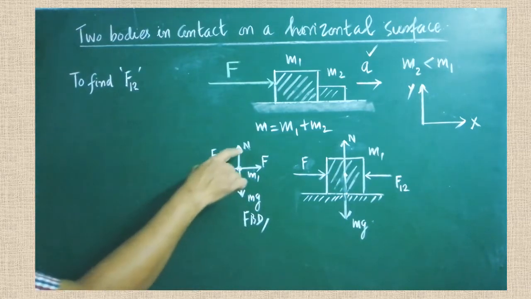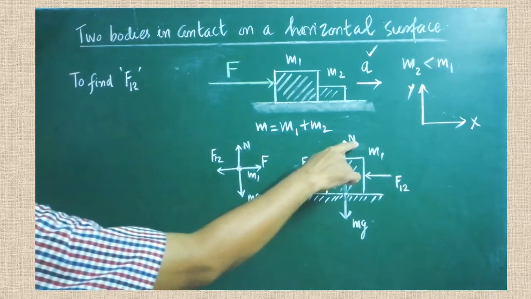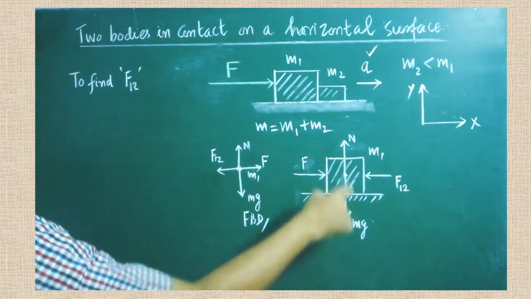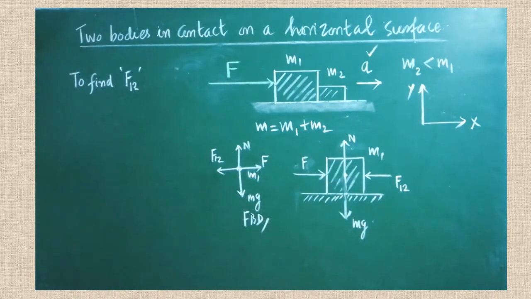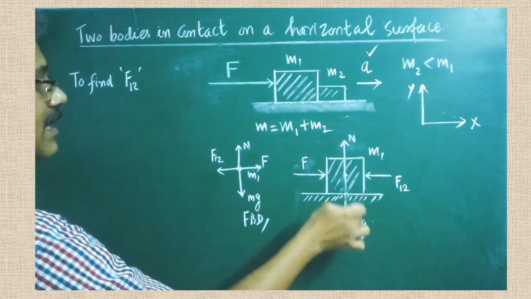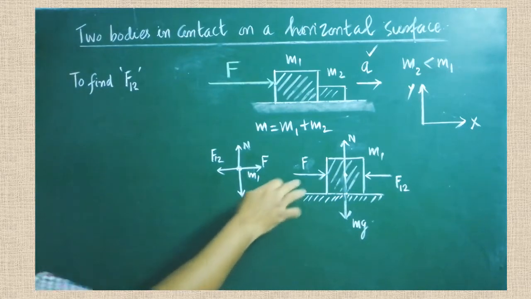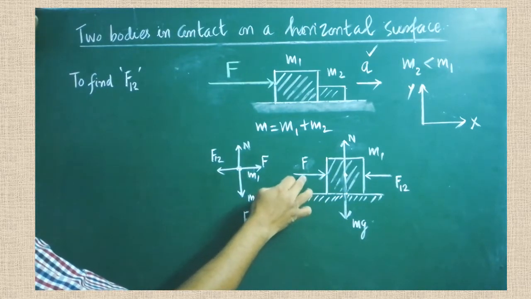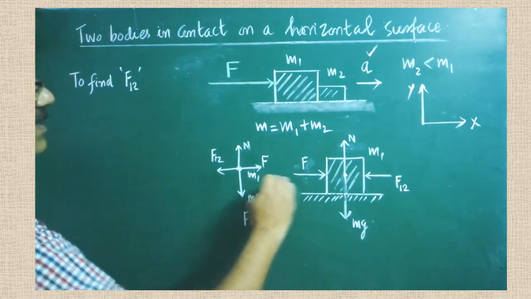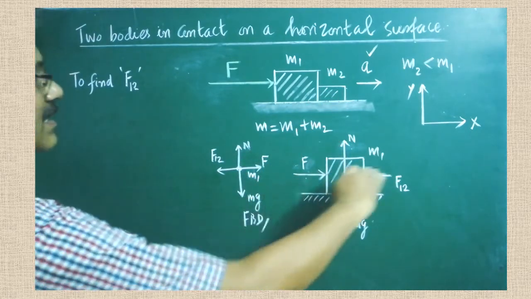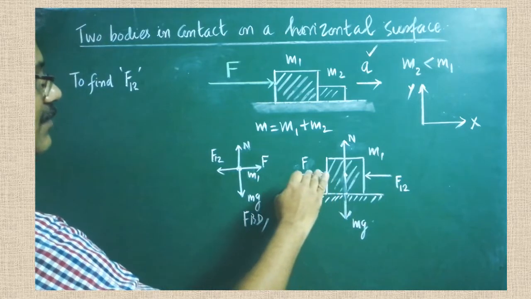Okay. From the diagram it is clearly understood that the normal and mg are both acting in the opposite direction with equal magnitude. Therefore, these two can be cancelled. There is no net force acting along the y direction. Now we have to find out, is there any net force acting along the x direction? If there is no motion at all, the net force is 0. But here there is a movement. Therefore, a net force is there.